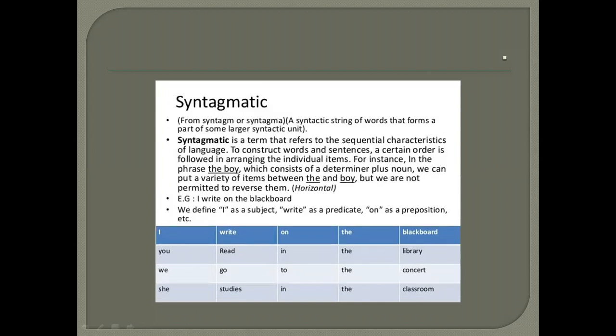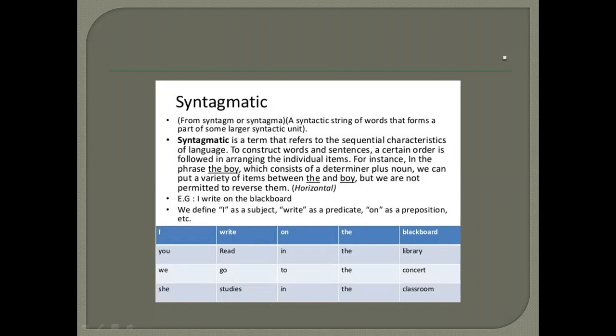And then the next one is syntagmatic. It comes from syntagma, a syntactic string of words that forms a part of some larger syntactic unit. Syntagmatic is a term that refers to the sequential characteristic of language. To construct words and sentences, a certain order is followed in arranging the individual items. For instance, in the phrase the boy, which consists of a determiner plus noun, we can put a variety of items before the boy, but we are not permitted to reverse the and boy.